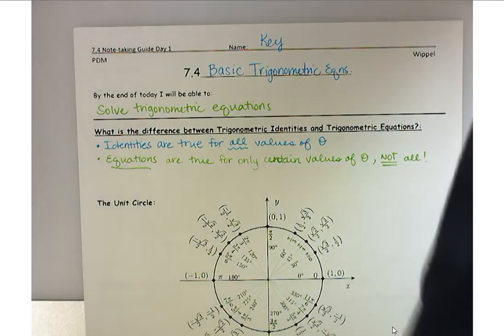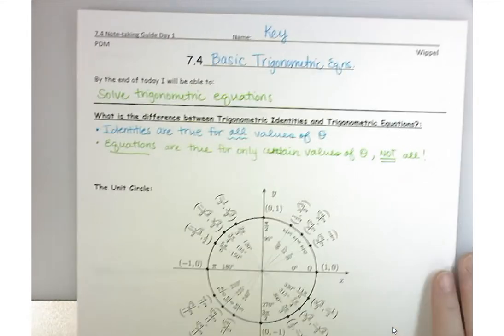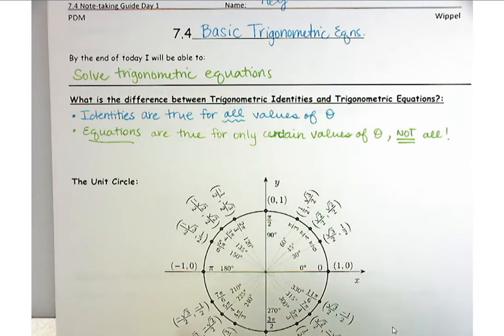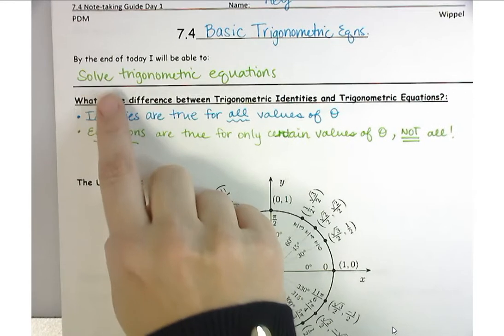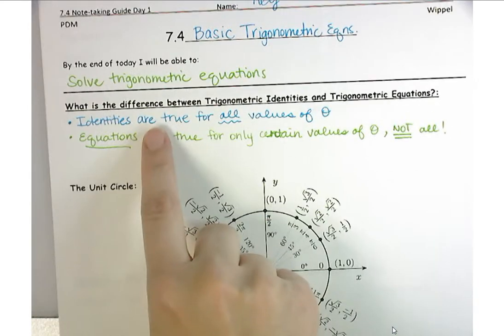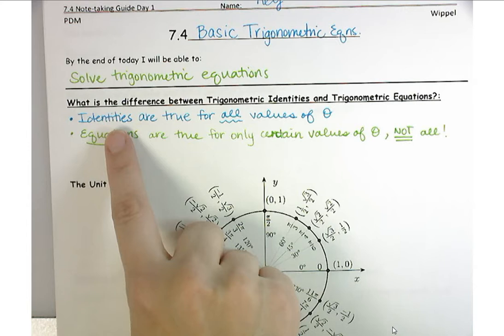Which is basic trigonometric equations. Basic in a good way. And by the end today, you're going to be able to solve equations. So let's talk about how the equations are different than the identities we've been doing.